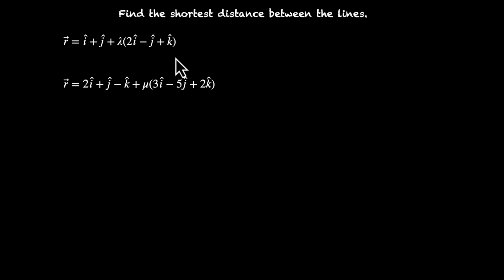Okay, so these are the two lines. We have this first line r equals a1 vector plus lambda b1 vector. Here this line passes through this vector a1 and is parallel to this vector b1. And we can figure these two vectors out by looking at it. a1 vector is i cap plus j cap and b1 vector is 2i cap minus j cap plus k cap.